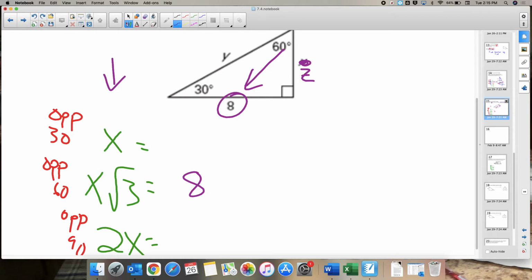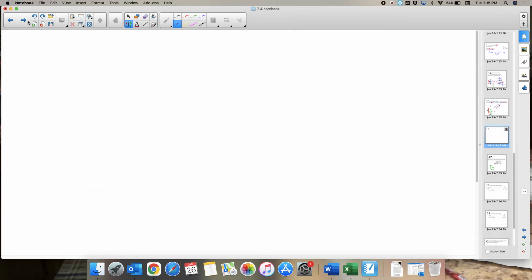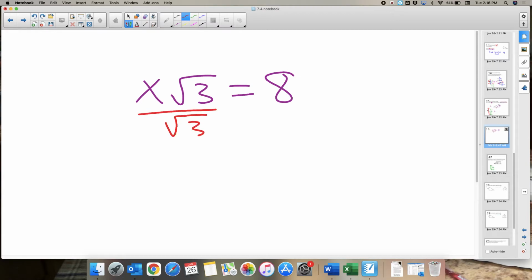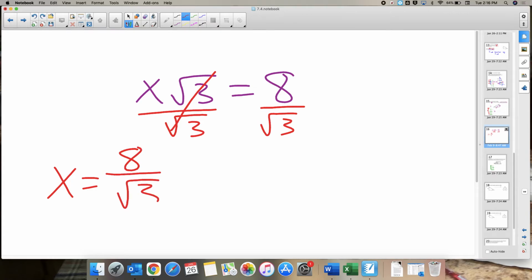If they don't give us x, they give us an equation to find it. So they are saying here that x square roots of 3 equals 8. I need to solve that equation for x so that I can find out what x equals. To solve for x, then we divide both sides by the square root of 3. So these cancel out. I have x equals 8 over the square root of 3.